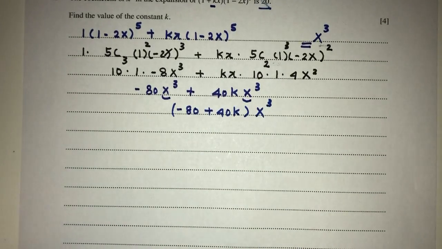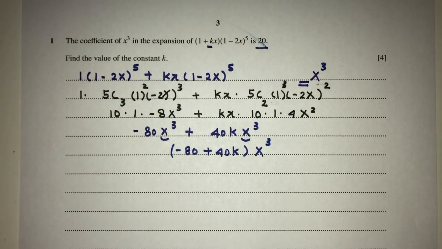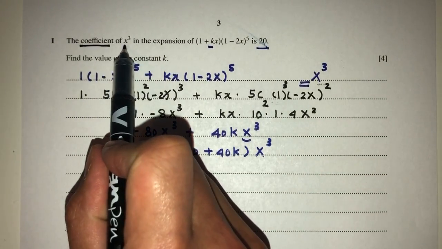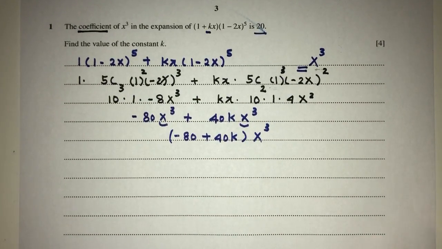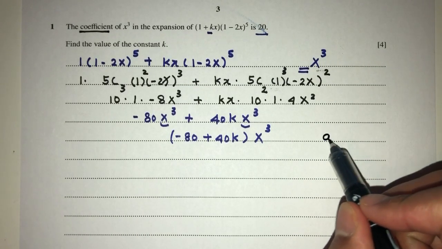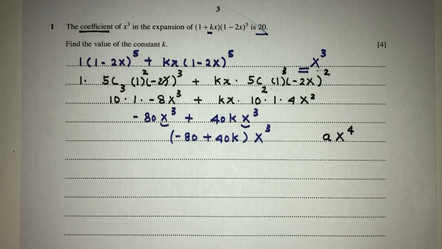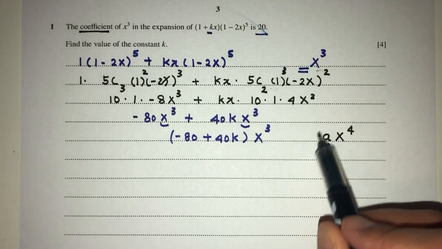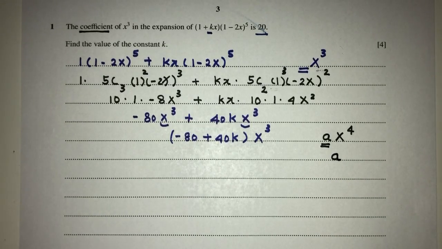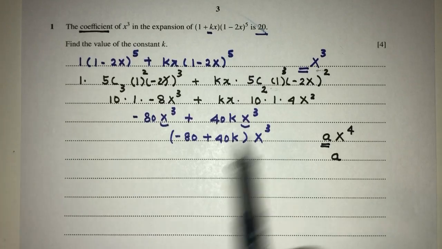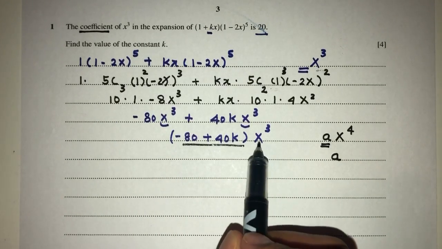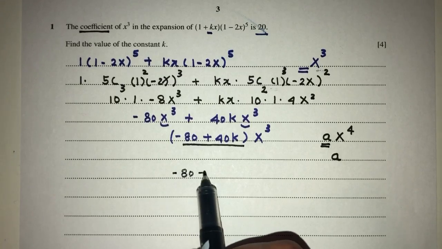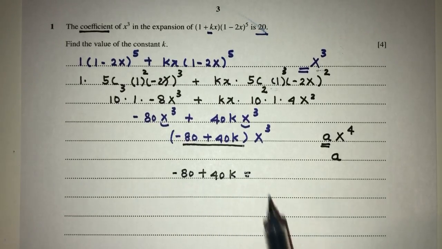Okay, so now we can actually find the value of k. How? Because the question told you that the coefficient of x cubed is equal to 20. Now, what is the coefficient of the term in x cubed? So for example, let's say I have something like this, ax power 4. So x power 4, the coefficient is the number in front of that. So here it will be a as the coefficient of x power 4. So same thing here, the coefficient of x power 3 is the number in the beginning of this value. So it will be minus 80 plus 40k is equal to, given to you by 20.